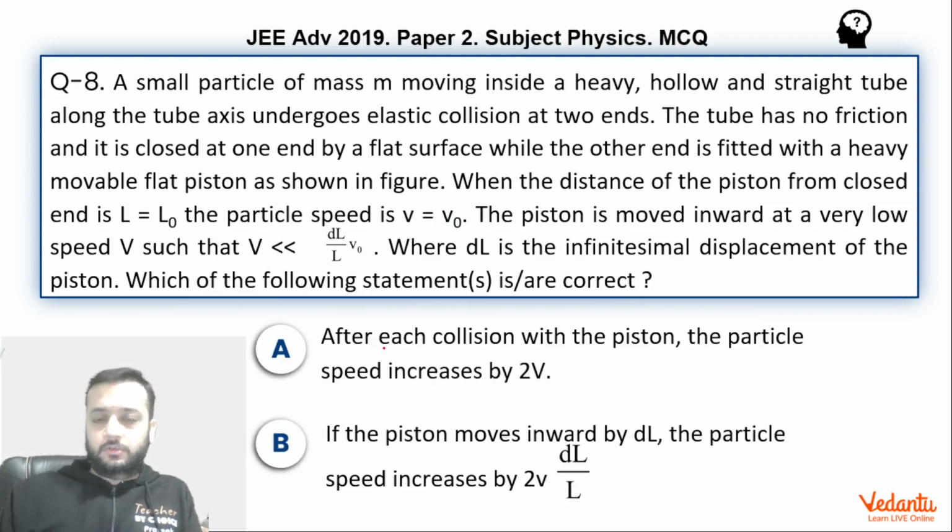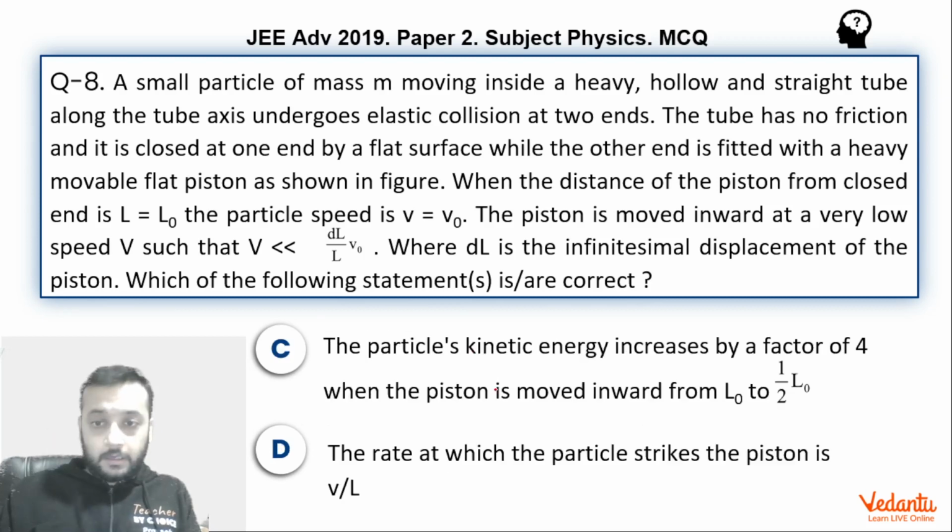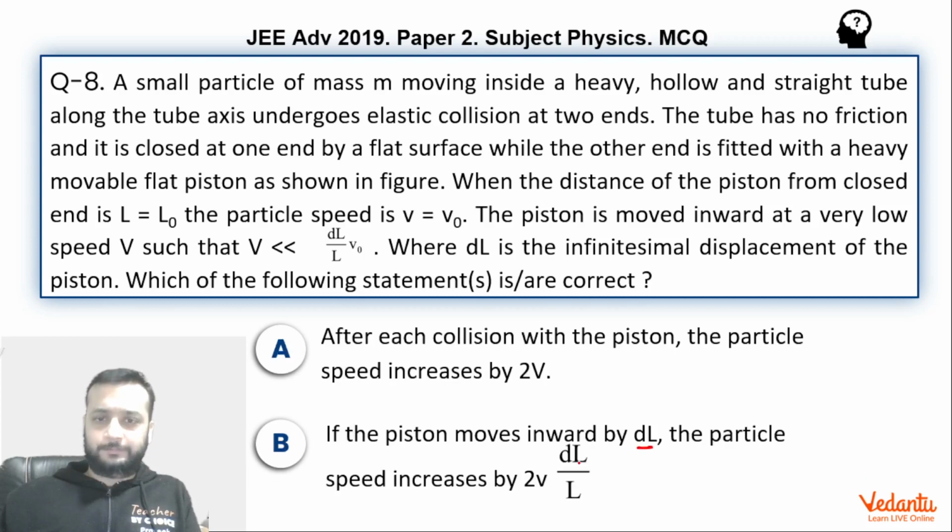Okay, so we have to check some options. After every collision the speed of the particle is going to increase by 2v. If the piston moves by a certain distance dl, then the speed of the particle is going to increase by this much amount, 2v dl by l. Then the particle kinetic energy will increase by a factor of 4 if the distance between the piston and the left end of the tube becomes half, and the rate at which the particle strikes the piston. So these are the options that we have to check.